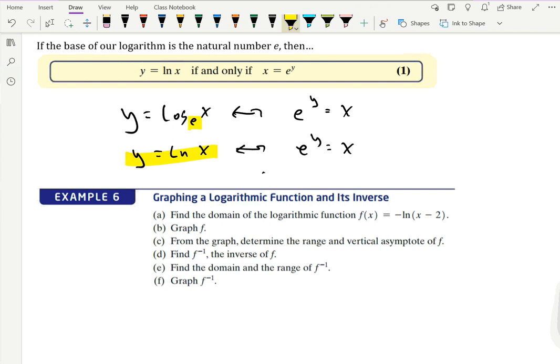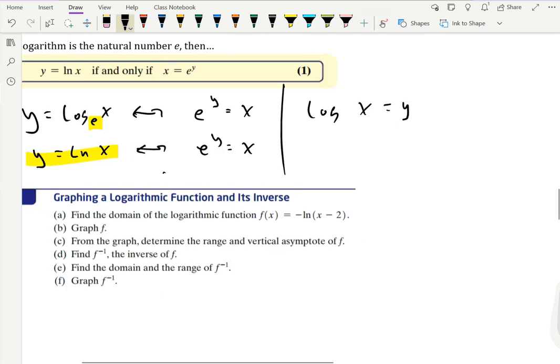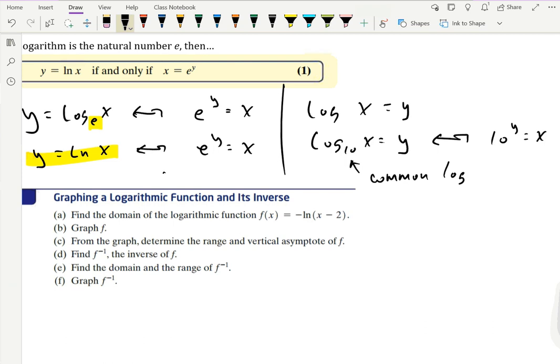Now that's going to be different from something we see later on. If I see log of x equals y and I don't write the base, that means log base 10 equals y. That means 10 to the y is going to equal x. So this is the log of base 10. 10 is so common that we call that the common log.